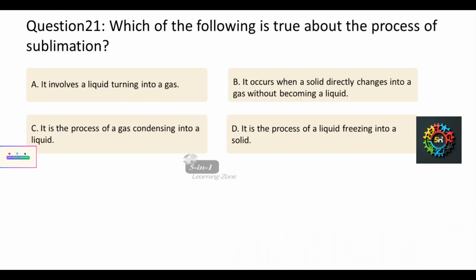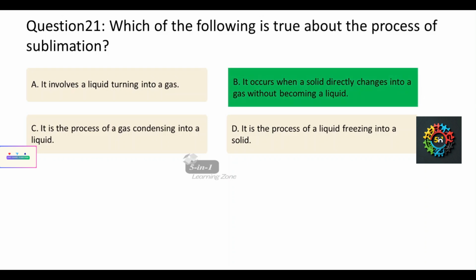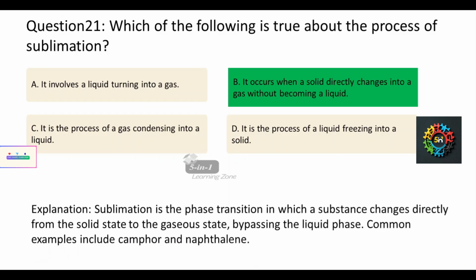Question 21. Which of the following is true about the process of sublimation? Correct answer: B. It occurs when a solid directly changes into a gas without becoming a liquid. Explanation: sublimation is the phase transition in which a substance changes directly from the solid state to the gaseous state, bypassing the liquid phase. Common examples include camphor and naphthalene.